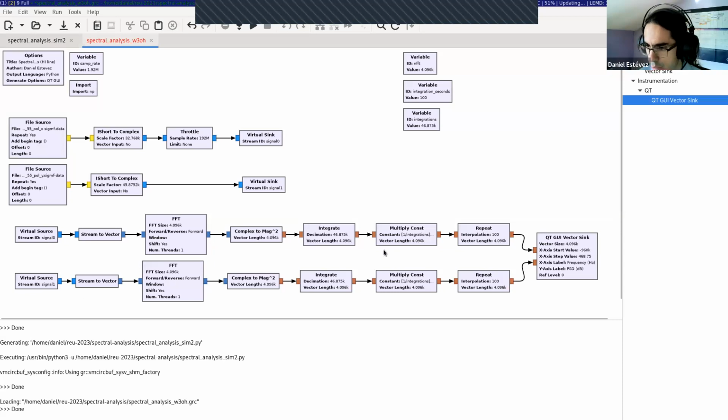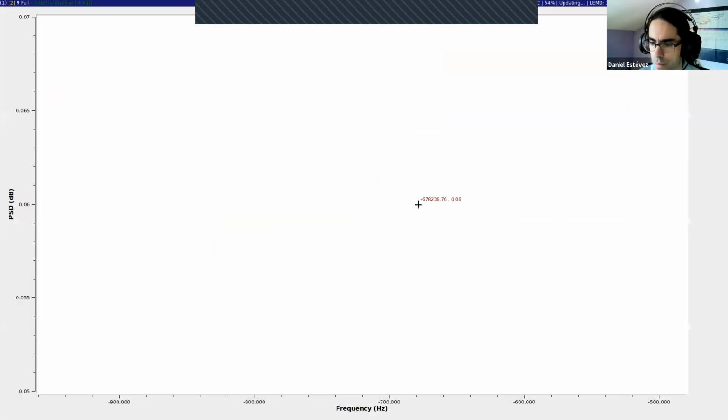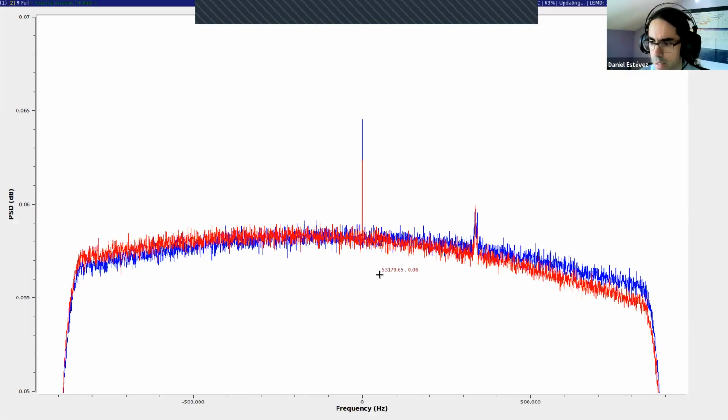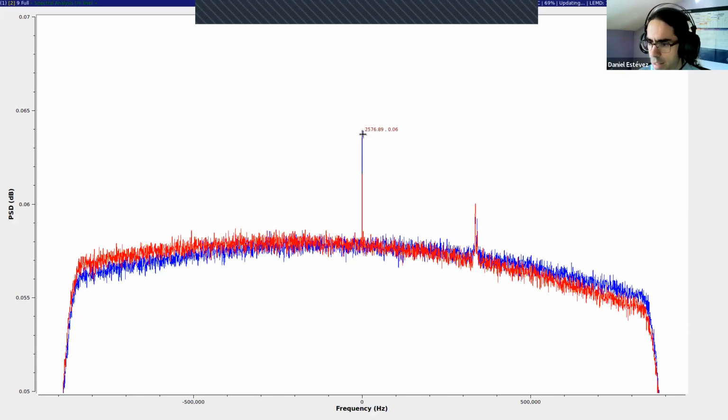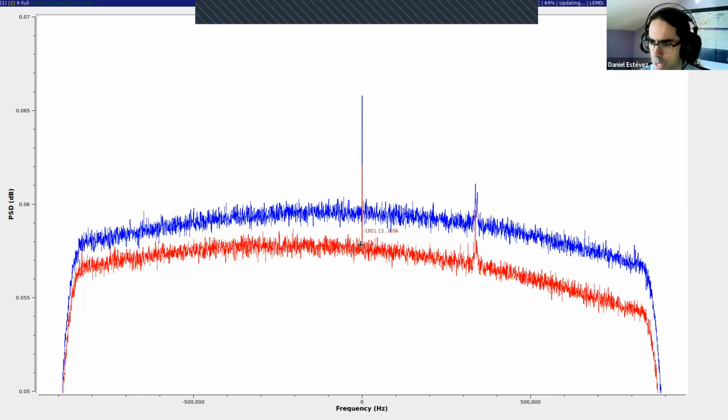And yeah, this is the same as before. Nothing has really changed. So let me play this, and after 1 second, we see the signal. This is the DC spike. It is an artifact of the receiver.